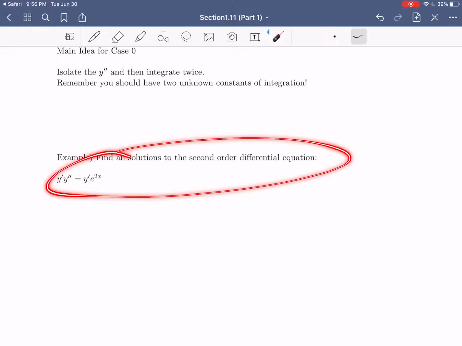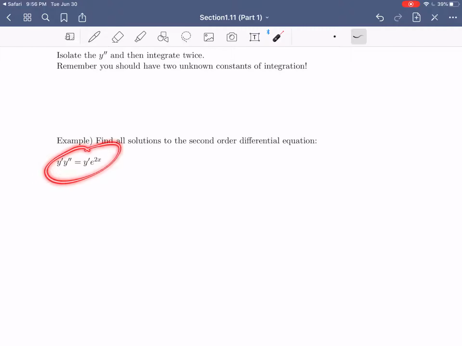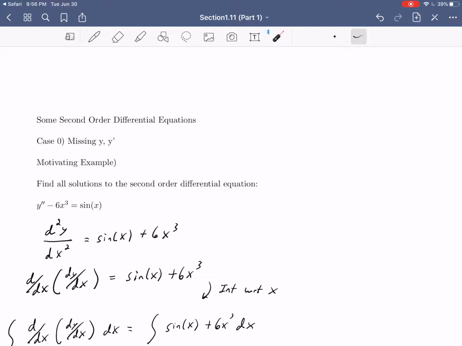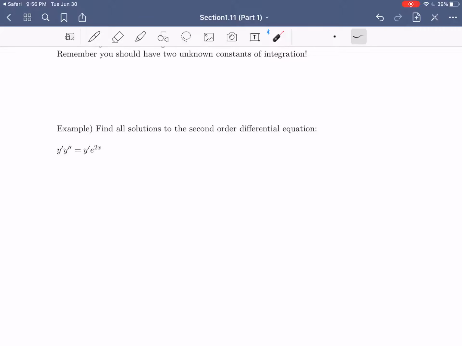Let's go ahead and try to solve then all solutions to this second order differential equation. y prime, y double prime equals y prime e to the 2x. Now we might look at this and say, hey, that's not actually a case 0 because it's got that y prime. And we said case 0 is supposed to be missing both the y and the y prime. And this guy clearly is not. So maybe this is a new case. Well, maybe it is a new case, but actually we should be able to still use our old approach by just simply dividing both sides by y prime. So let's divide both sides by y prime and get y double prime is equal to e to the 2x.